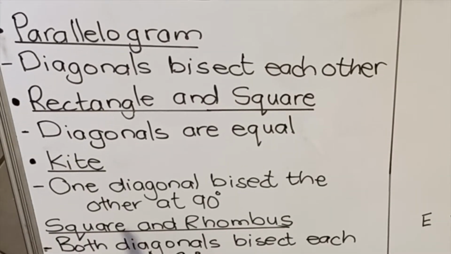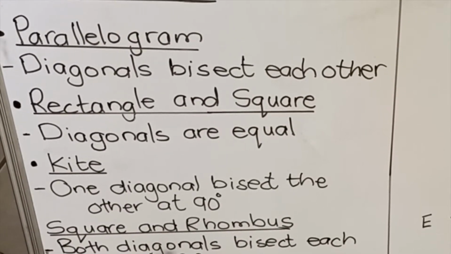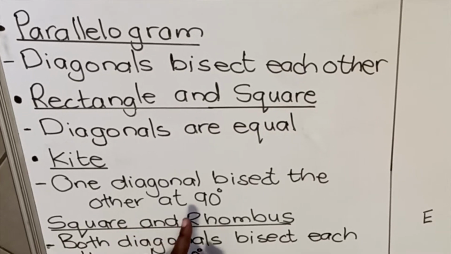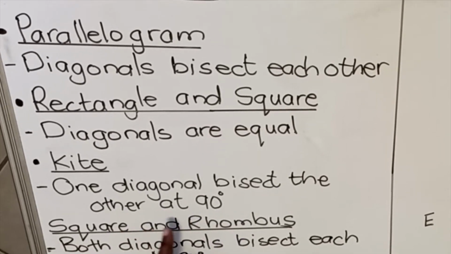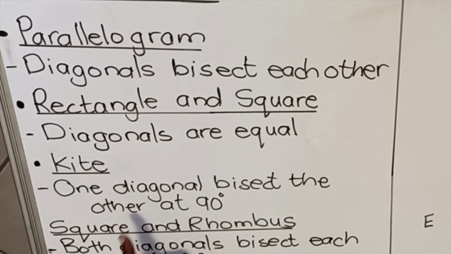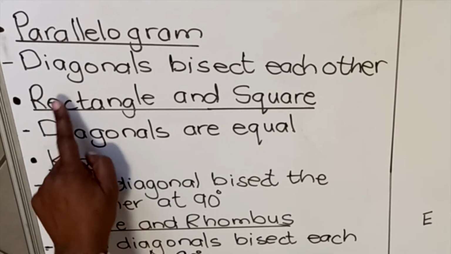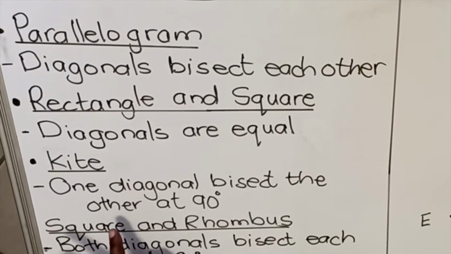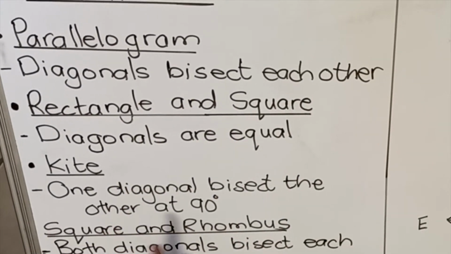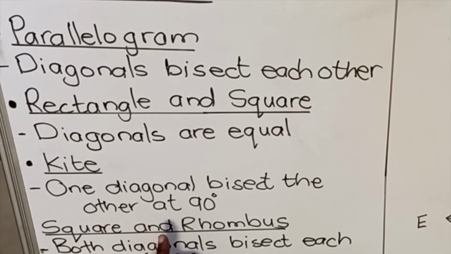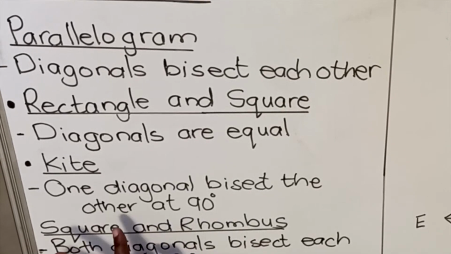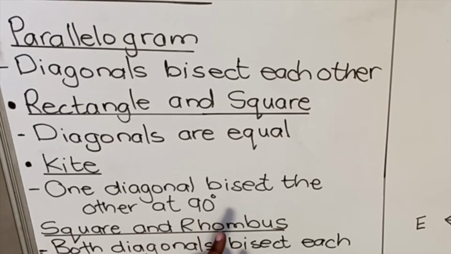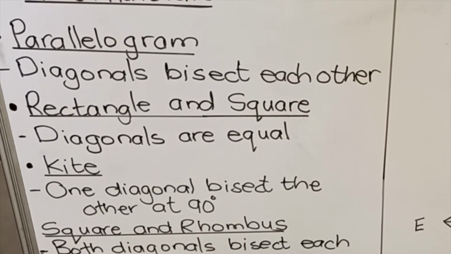A kite. How do you tell that this quadrilateral is a kite when we are only looking at diagonals? One diagonal bisects the other at 90 degrees. A kite is not a parallelogram. You remember with a parallelogram, diagonals bisect each other. With a kite, only one bisects the other one, so it doesn't belong to the parallelograms. And as it bisects at 90 degrees, it means it's perpendicular. These two diagonals will be perpendicular.